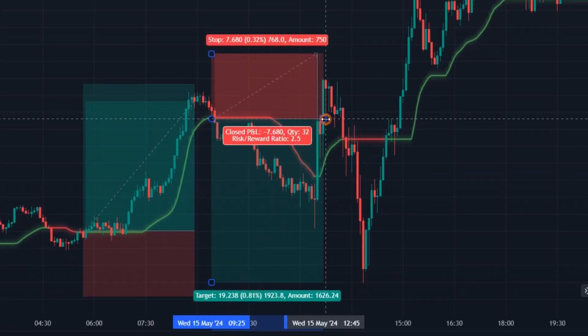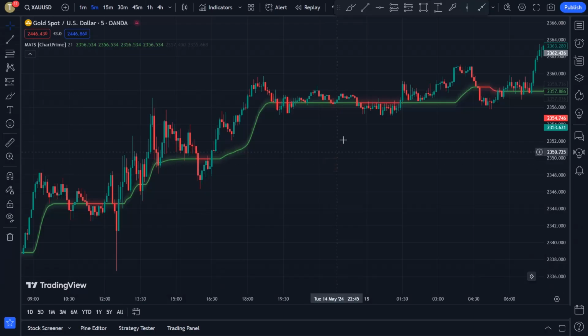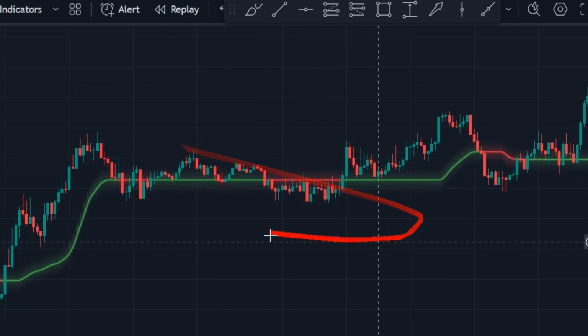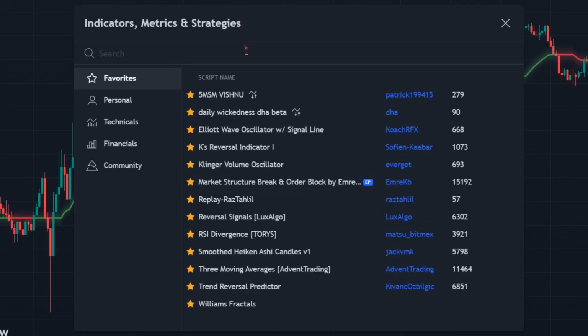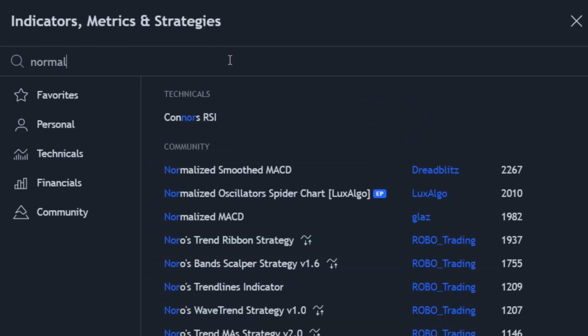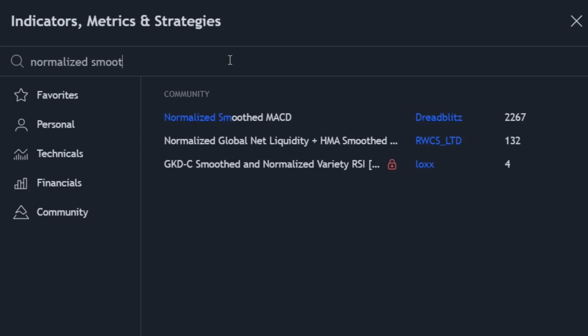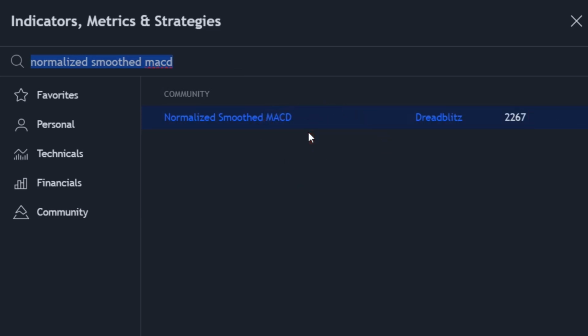Remember that one indicator is not always reliable and may mislead you in some places and cause you losses. To prevent this, we need to add other indicators to our chart. So we go to the Indicator tab and search for Normalized Smooth MACD. Once found, click on it to add it as the second indicator of this strategy.